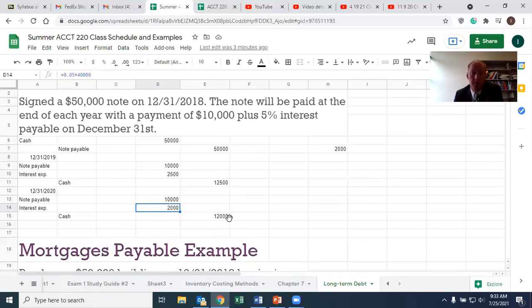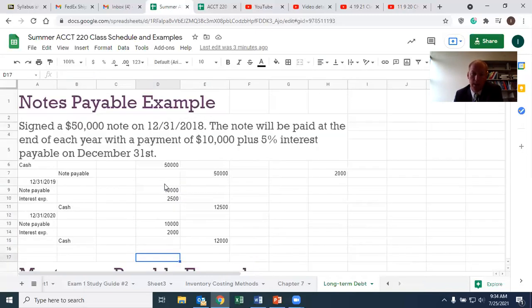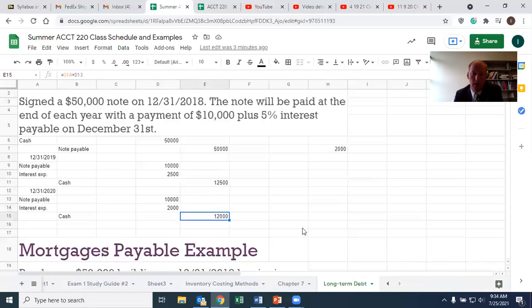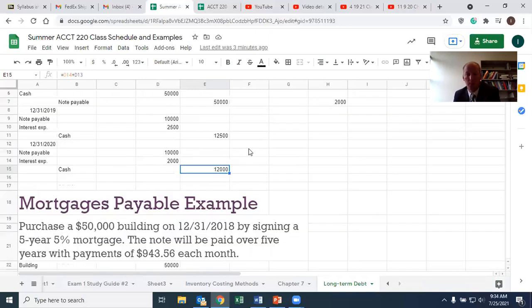And so we would do that for that year. And then the next year it would be 10,000, but the interest expense at that point, instead of being 40,000 like this, it would be 30,000. So 5% times 30,000 would be our interest expense. So you can see the payment amount is changing each year, started out 12,500, then went down to 12,000 and so on and so forth. Okay? So that's your notes payable example.